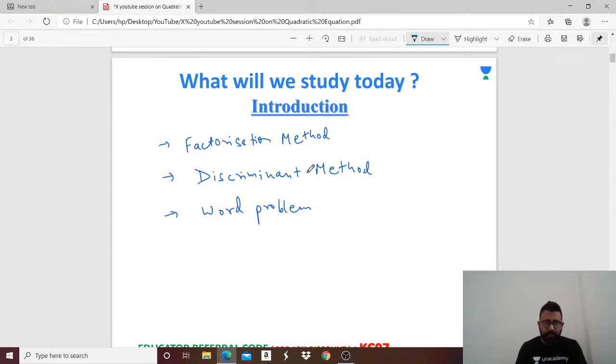These are the types of questions that come in board exam, aur hame ispe aur detail mein aaj padhte hain, theek hai? So questions that come in quadratic equation are of 1 mark ka sum aate hain, 2 marks aate hain, 3 marks and 4 marks. Kis type ke questions kaise aate hain, wahi hamein aaj seekhna hai.